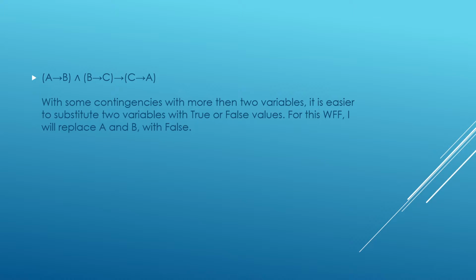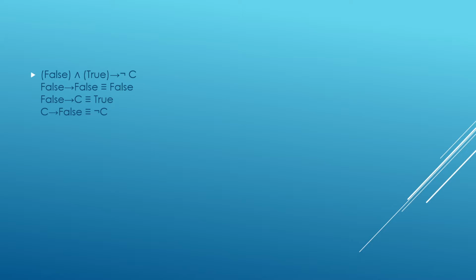So with some contingencies with more than two variables, or well-formed formulas rather, it is easier to substitute two variables with true or false values. So I replace A and B with false because I believe that this will be the quickest route to finding the false outcome. So false implies false, and false implies C implies false. This simplifies down to false and true implies not C.